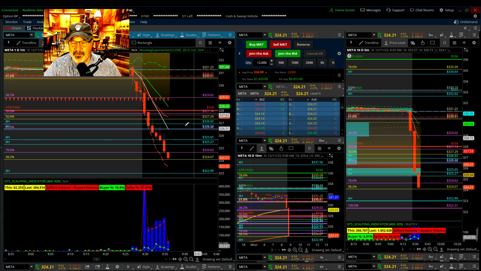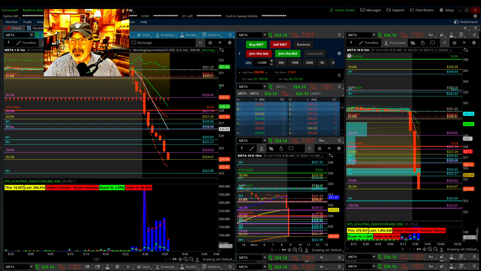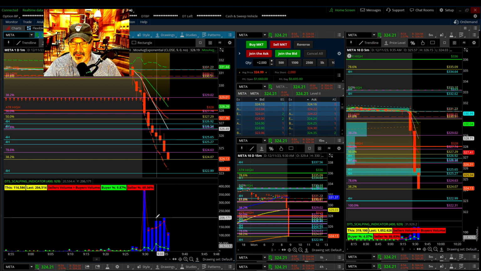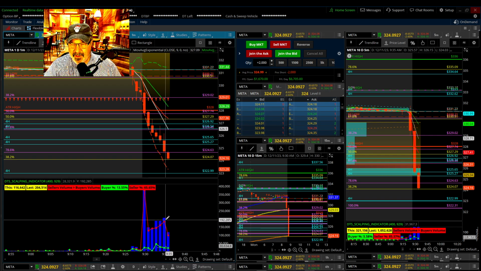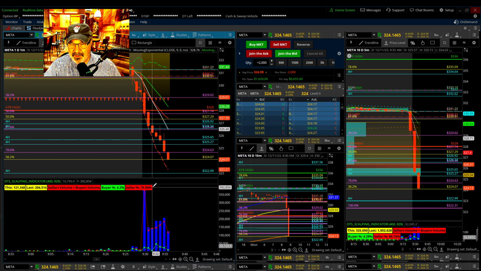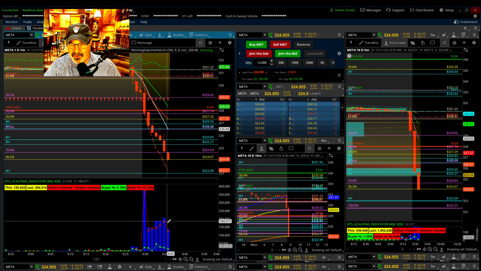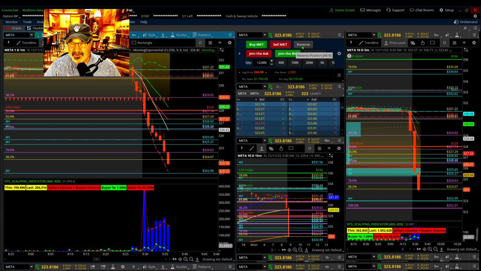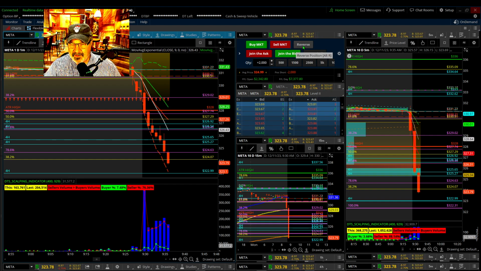So this fib, which is 324 even, could be a serious support. Oh my God. Is it just going to blow right through that too? The next is 323. So look at the sellers going up with the volume here. I don't see this turning around. This is so strong. Let's see what this candle does. See, there's a battle going on right here now. Finally, something's going on here.